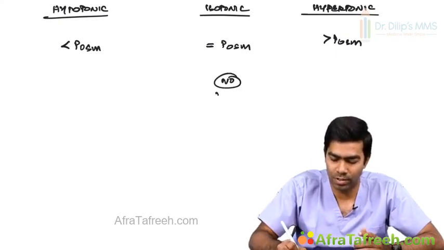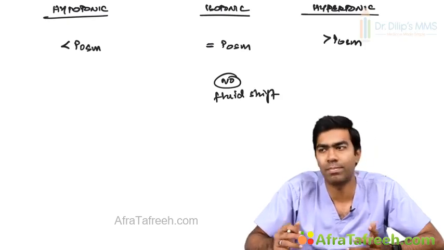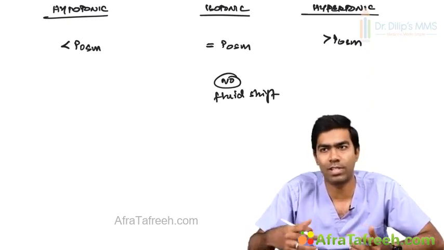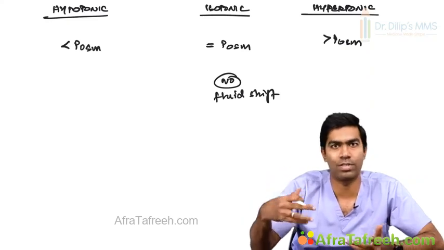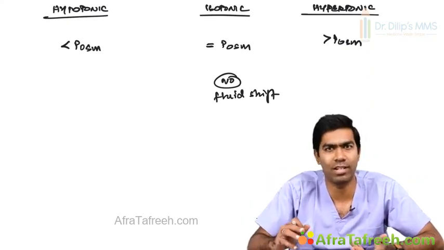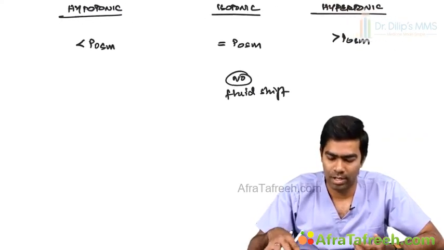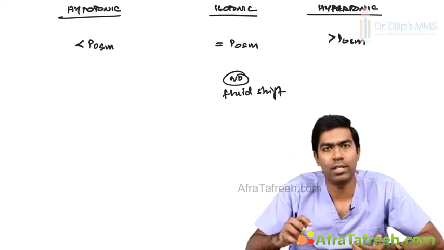Definitely no fluid shift in case of isotonic solutions because they maintain the plasma osmolarity, because they are equal. Adding more and more of the same concentration is not going to cause any change in the concentration. So it's like no change in the plasma osmolarity. And they're not going to produce any problem.